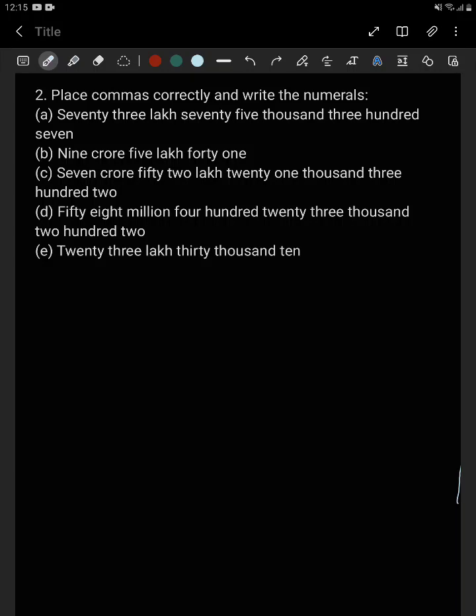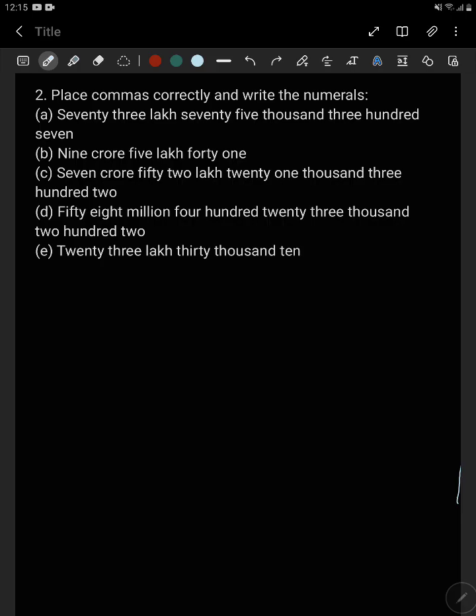Today we will solve question number 2 of exercise 1.1 of class 6. So the second question is: place commas correctly and write numerals. These are the Indian way of writing numbers, as you see here that lakh is there and thousands is there.